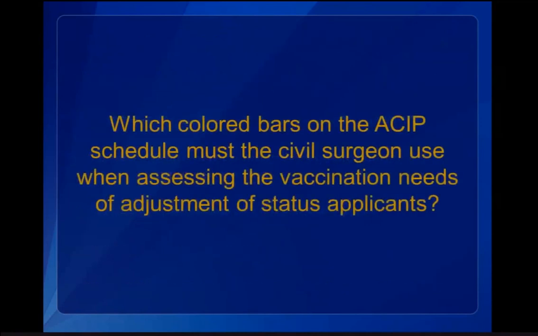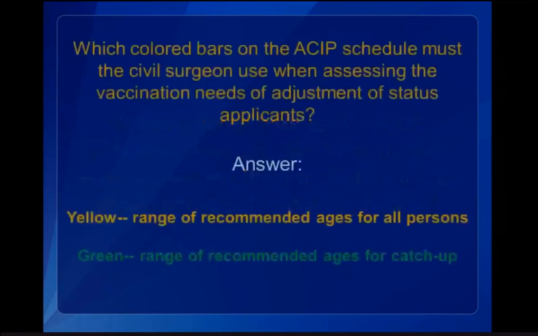So which colored bars on the ACIP schedule must the civil surgeon use when assessing the vaccination needs for adjustment of status applicants? So it's the yellow and the green, exactly. And so that at least breaks it down and makes it a little bit easier for you.